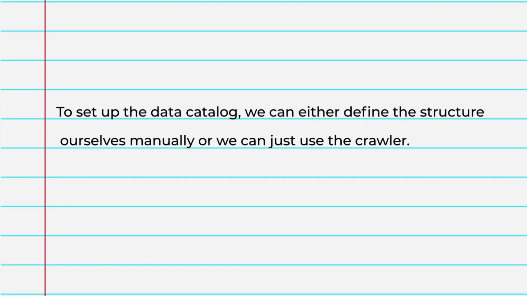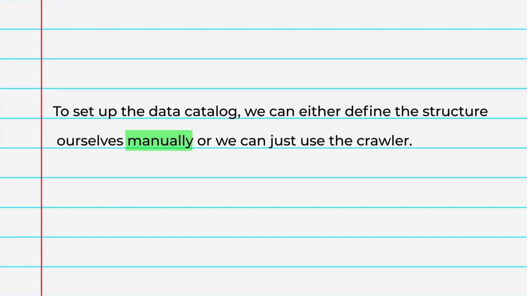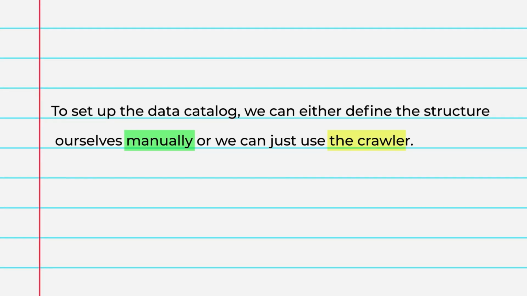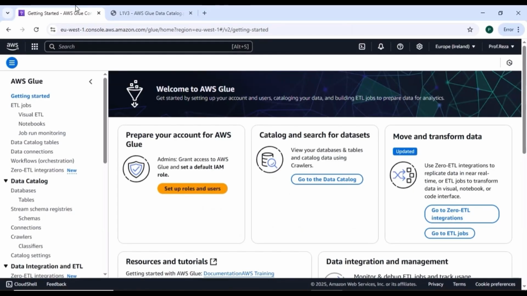To set up the data catalog, we can either define the structure ourselves manually, or we can just use the crawler. I'll explain what crawlers are in the next video, but for now, we just need to know that using the crawler is a lot easier and it's automated, so we don't have to do a bunch of repetitive tasks manually. Alright, let's open up the AWS Glue console and take a look at some of its features.